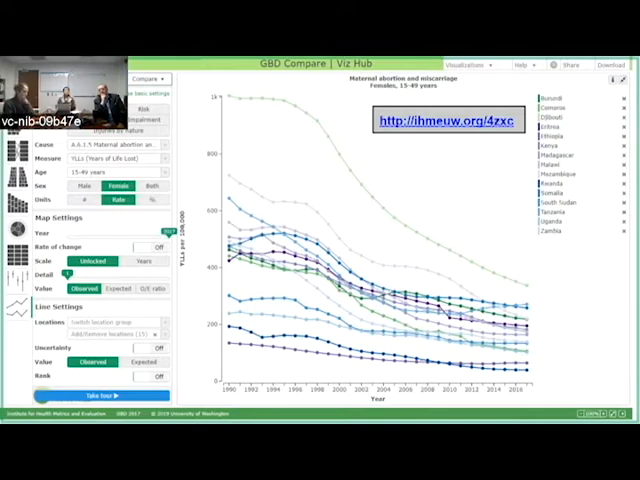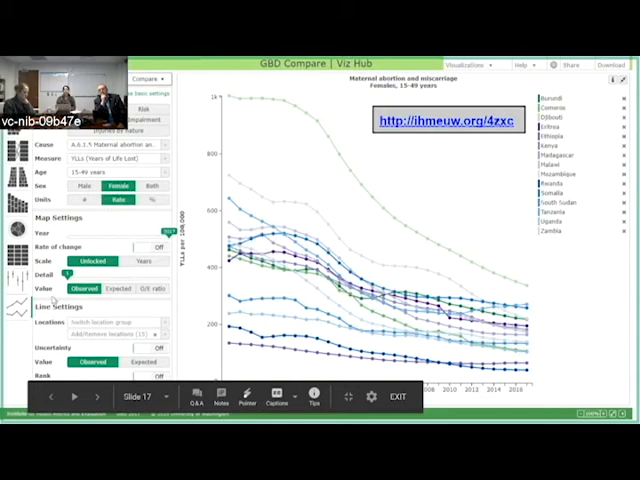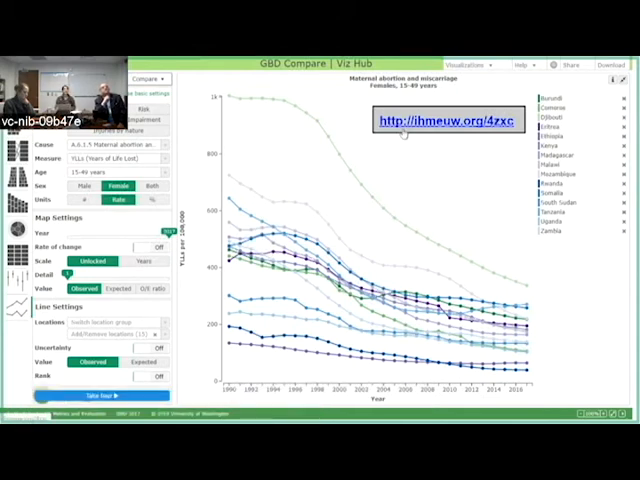And again, this is not a session on the GBD, so I'm going very quickly. Please note at the very bottom of the screen, there's a place where you can take a tour to use the GBD visualizations.